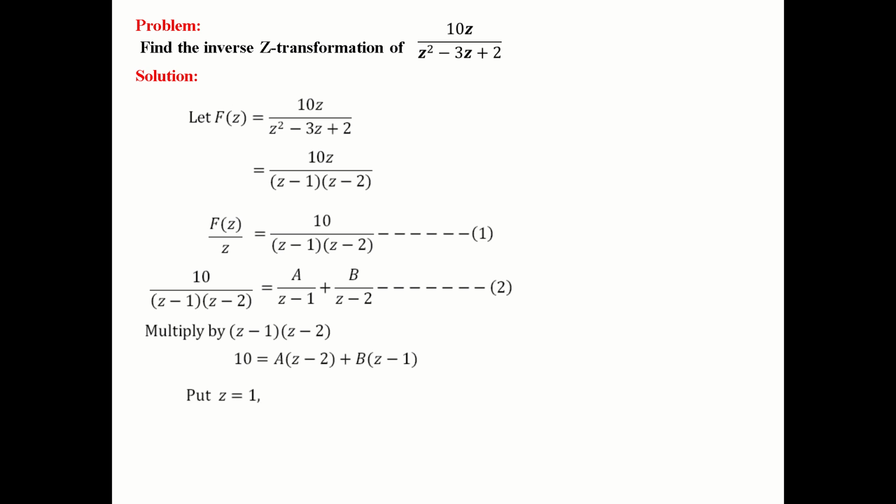Now we need to find a and b. Put z is equal to 1, right? So you will get 10 is equal to a into 1 minus 2, so minus 1, plus b into 1 minus 1, 0. Therefore a equal to minus 10. Now next put z is equal to 2. So 10 is equal to a into 2 minus 2, 0, plus b into 2 minus 1, 1. So b equal to 10.